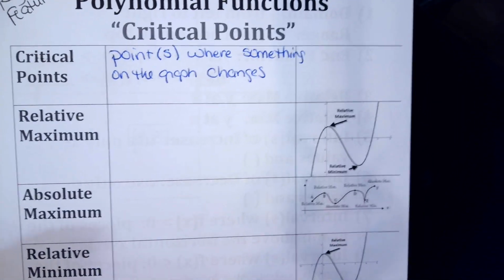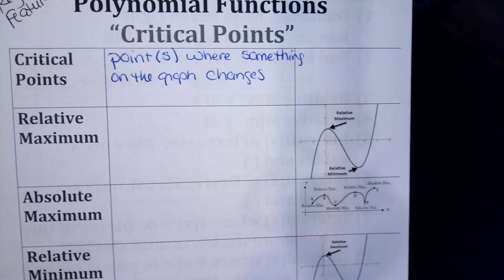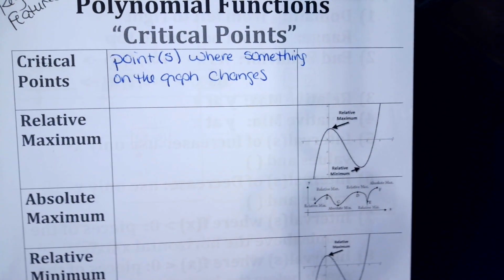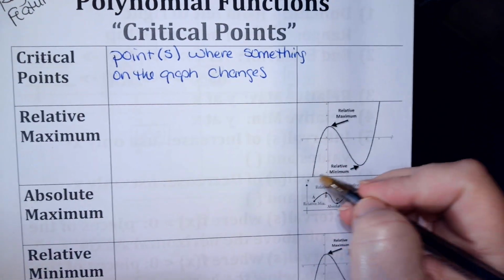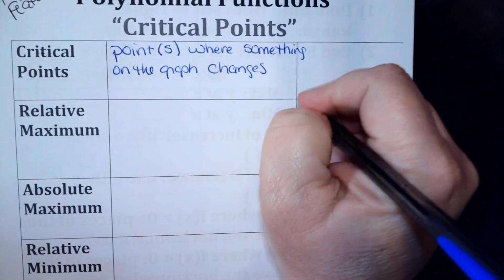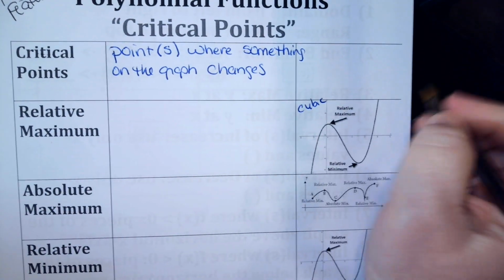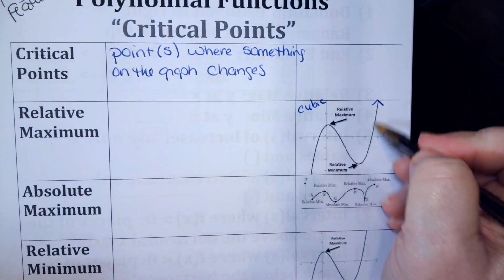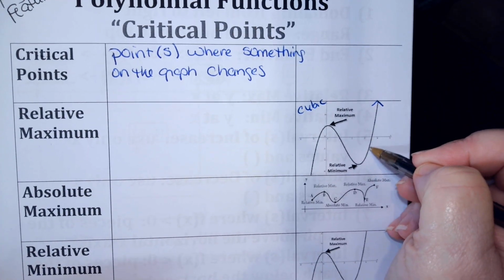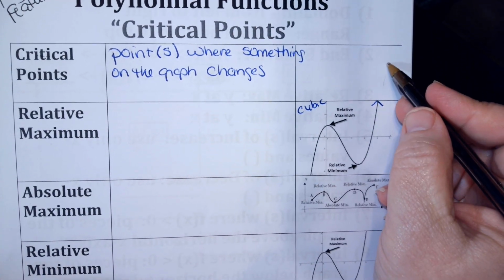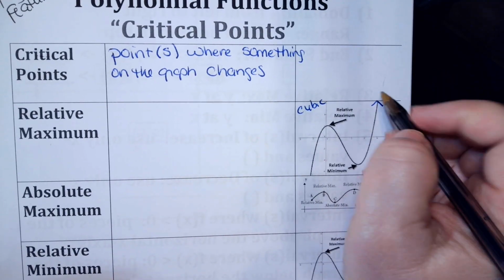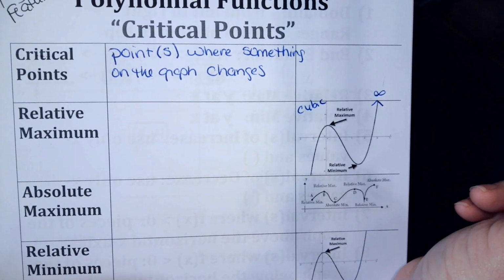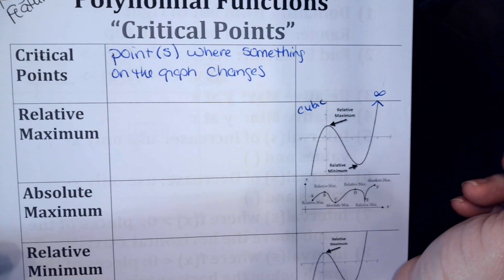Relative maximum. Now we all know what a maximum is. A maximum is the highest value. So if we're talking about a graph, a maximum would be the highest point. But look at this graph right here. We can see that this is the squiggly line, so this is a cubic function, and we know that a cubic function goes up forever. So if it's going up forever, do we actually have a maximum? No, because it keeps going up forever. It's going to infinity, so it doesn't stop. It doesn't have a maximum.